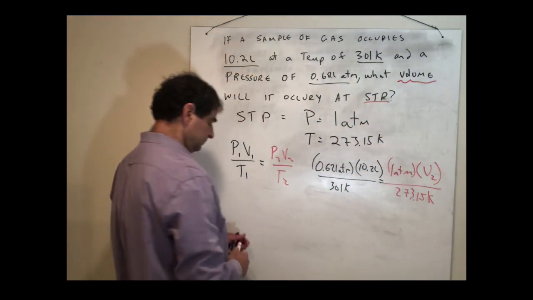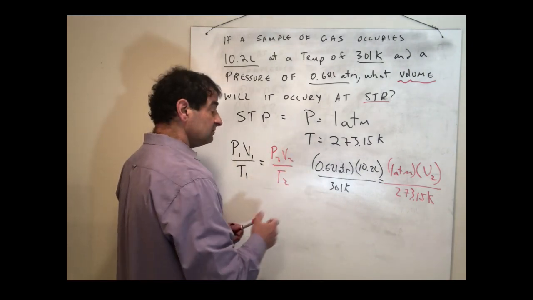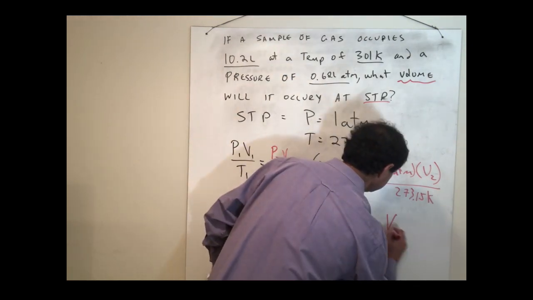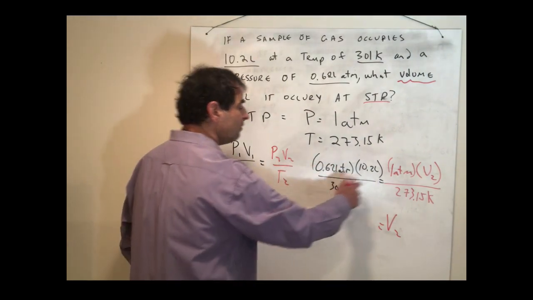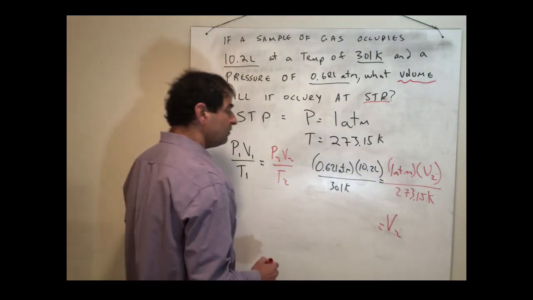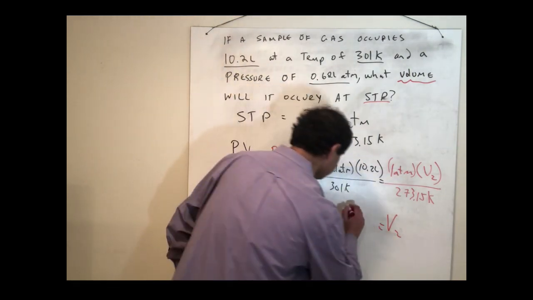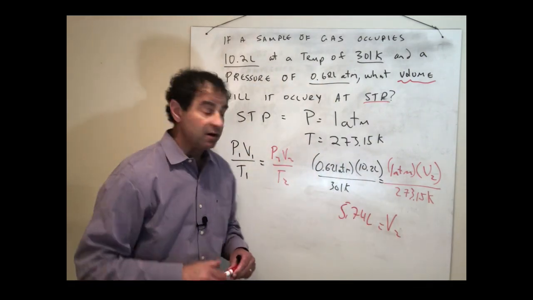What volume? Now notice, it's pretty simple. Just got to do some math here. V2 is going to equal, let's see, I take 0.621 times 10.2 divided by 301 times 273.15 divided by 1 equals 5.74 liters.